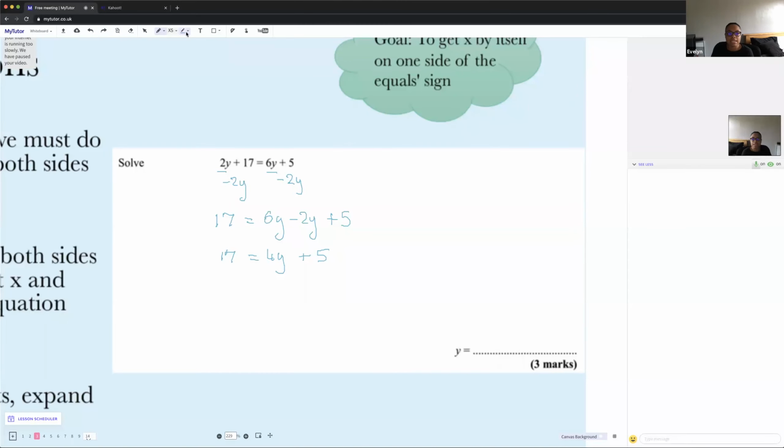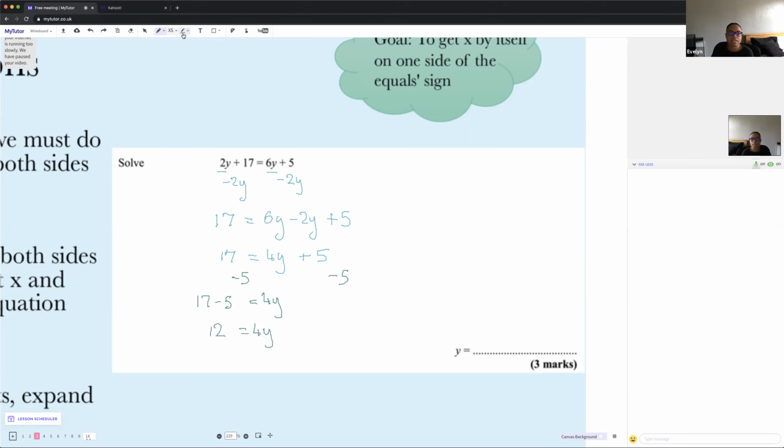Then we want to continue to solve it. So I want to get rid of this plus 5. So I'm going to subtract 5 on both sides. So I've got 17 minus 5 equals 4y. And then 17 minus 5 is 12. So I've got 12 equals 4y.